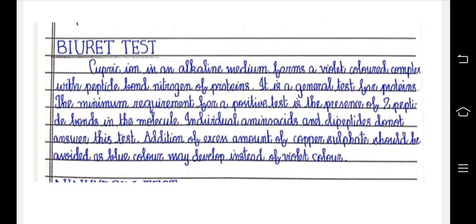The minimum requirement for a positive test is the presence of 2 peptide bonds in the molecule. Individual amino acids and dipeptides do not answer the test. 2 peptide bonds are necessary, so 1 peptide bond will not count. 2 is a must. Addition of excess copper sulfate should be avoided as blue color may develop instead of violet color.